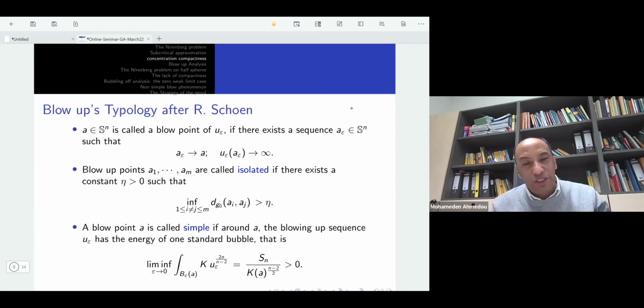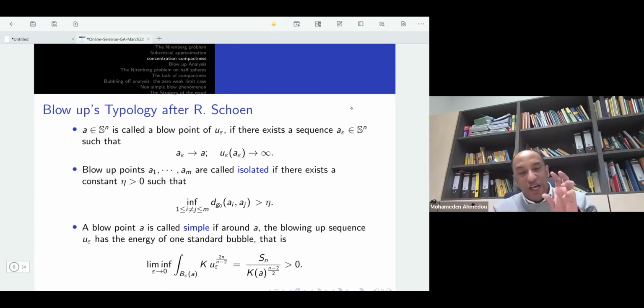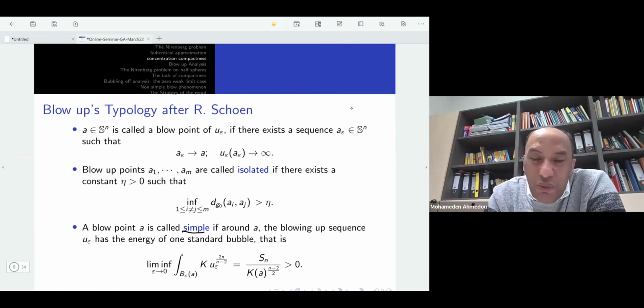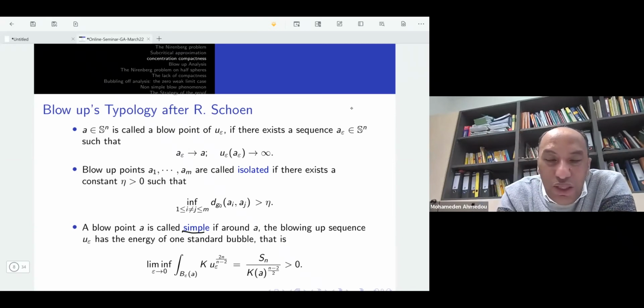But there is another point here, because we defined the blow up so that there is a sequence. What happens if we have many sequences converging to the same point? This is another definition, which is called simple. We call it simple if there is only one, and how can we quantify this definition? We can look at the integral of k u epsilon to the power 2n over n minus 2.